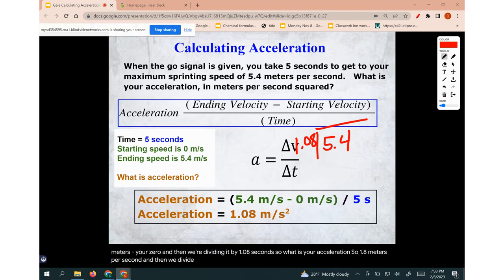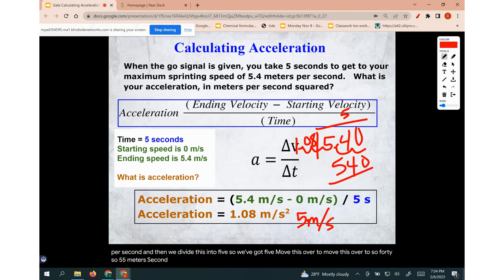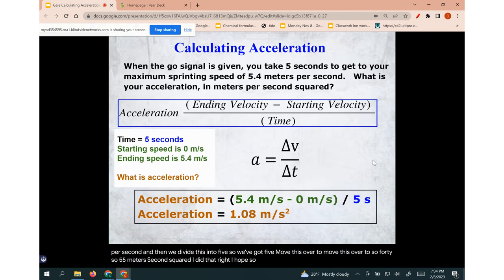So we divide this into 5.4, and we move the decimal over 2 places. So we get 5 meters per second squared, if I did that right, I hope so.